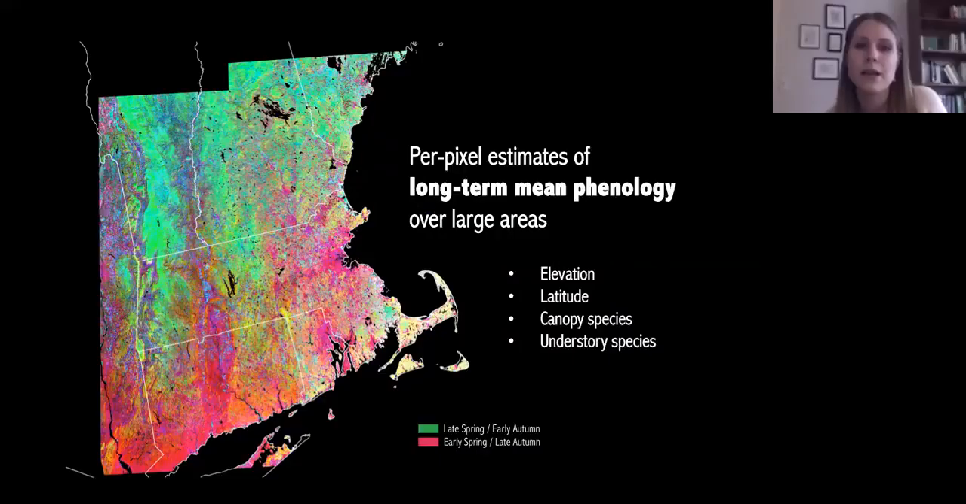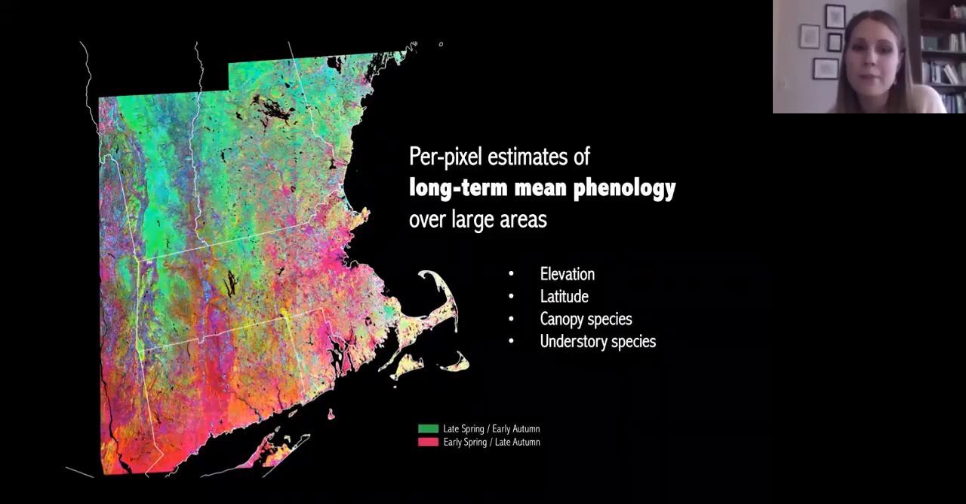So here we're looking at data from 5 different Landsat scenes covering Massachusetts, parts of Vermont and New Hampshire, down into Connecticut and Rhode Island, a little bit of New York over to the left. And you're seeing a lot of variability. So this is a composite of the start of spring, peak greenness, and autumn transition for this area.